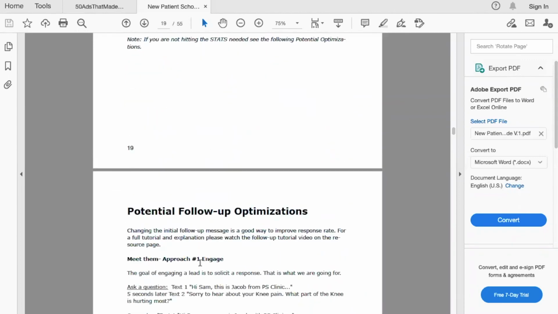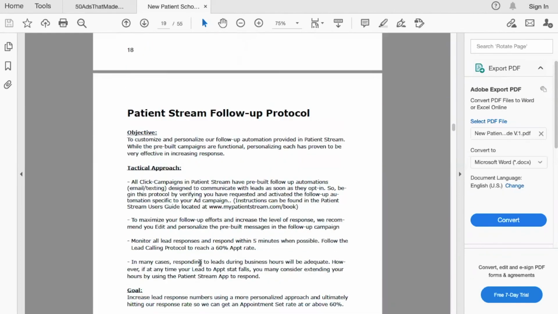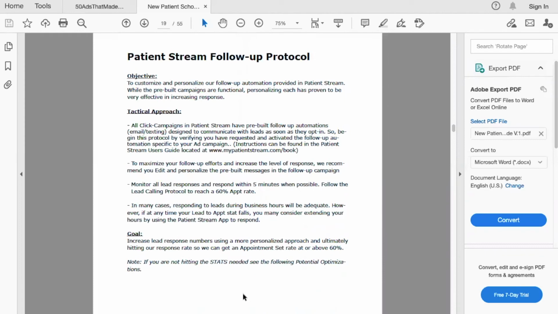These are optimizations. So, the follow-up protocol. When you get any given campaign, let's use, for example, a spinal decompression campaign, Patient Stream is going to upload for you a follow-up campaign. It's going to say something like, hey, Sam, you did it. Congratulations. We're going to be reaching out to you to help you set up your new patient appointment.